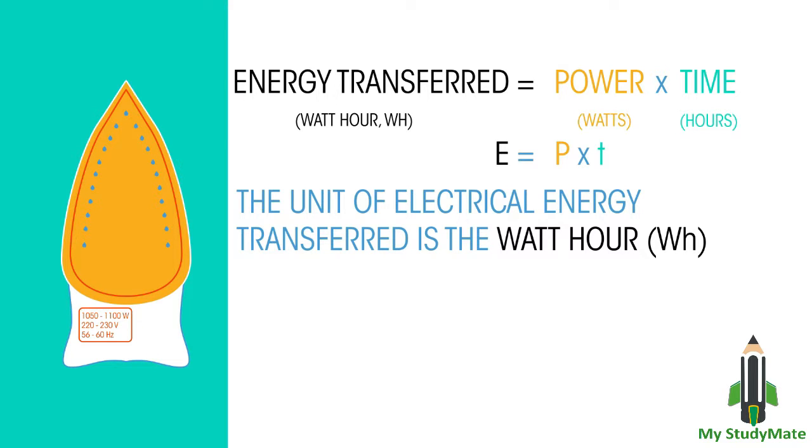This is likely to be a very large number, so we usually give the number as kilowatt hours, where 1 kilowatt hour is equal to 1000 watt hours.